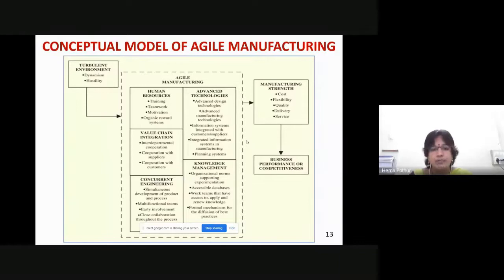Then, advances in manufacturing technology: whatever is taking place, we should have an eye on that, and we should also consider whether we can adopt all those technology changes in our own industrial arena. Then, information integrated systems: as I said, we can make best use of EDI in manufacturing to have information systems integrated with both the suppliers and the customers. Then, integrated information within the manufacturing system.